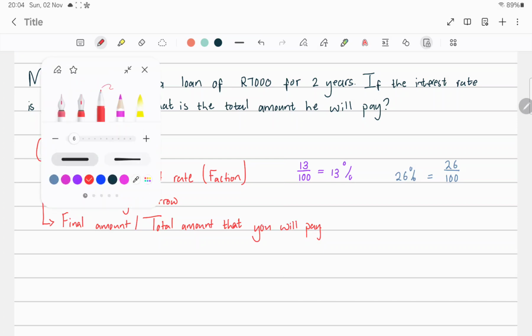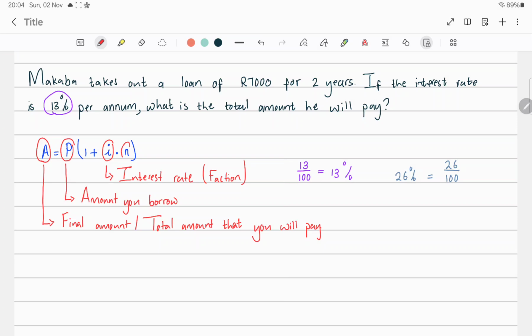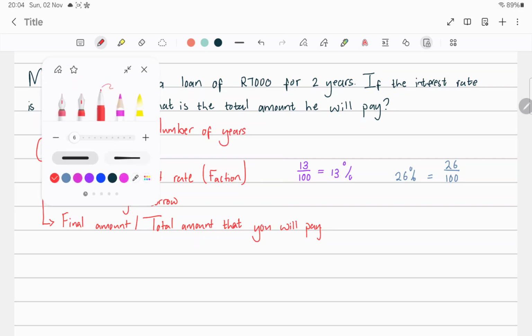Now, lastly, we have our n. n is our number of years. This is the number of years, also known as the duration. Now, from the statement on top, which color should I use? Well, yellow, mustard. Perfect.